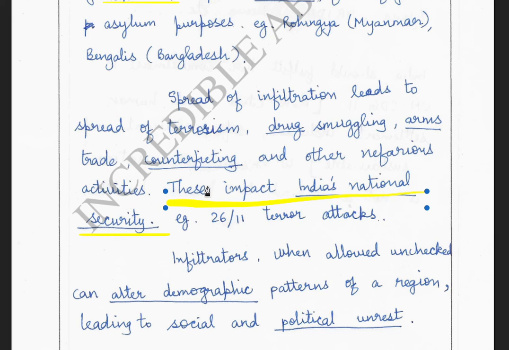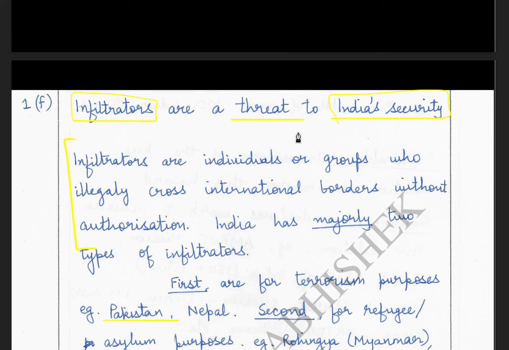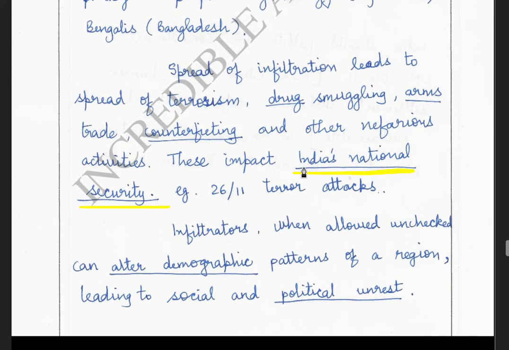This is something very obvious to everyone, right? But why did he write this? And why on earth did the candidate underline this? India's national security. Now pause and think and make a guess. Why? The reason is because it is in the topic of the essay. Threat to India's security. These impact India's national security. He is reiterating the topic so that the examiner sees, look, I am not deviating from the topic.